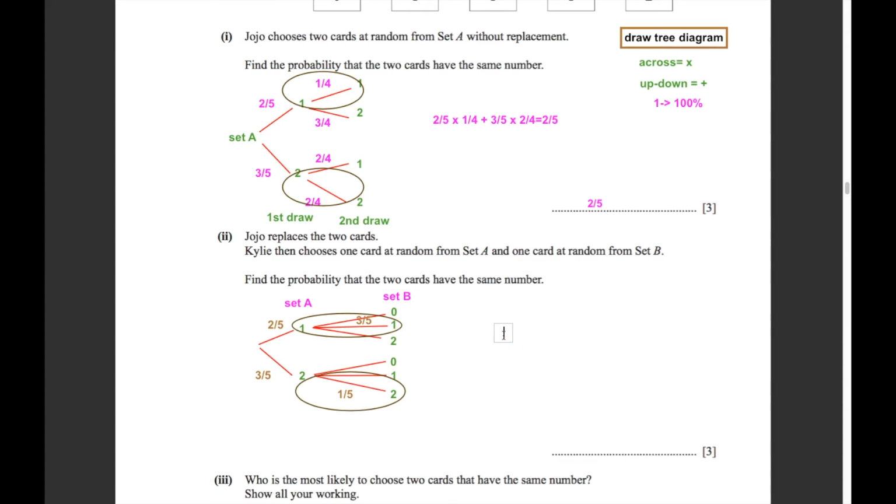Anyways, so let's answer that. So it's going to be 2 out of 5 times 3 out of 5 going across, plus, because now we're going down, it's going to be 3 out of 5, again going across, times 1 over 5. So that should give us 9 out of 25. So that's our final answer.